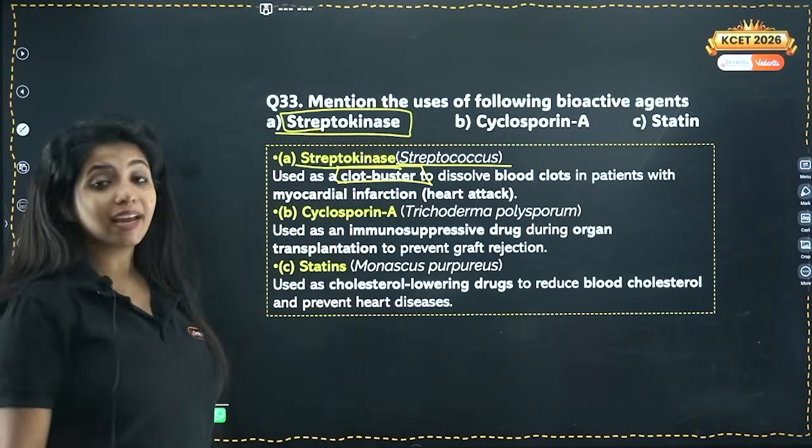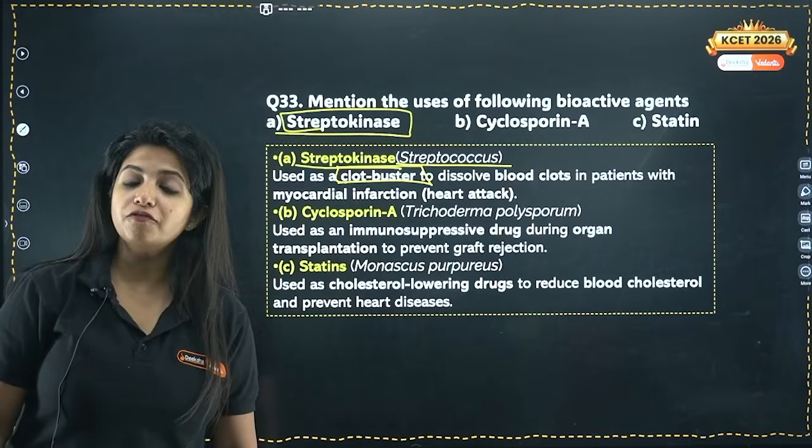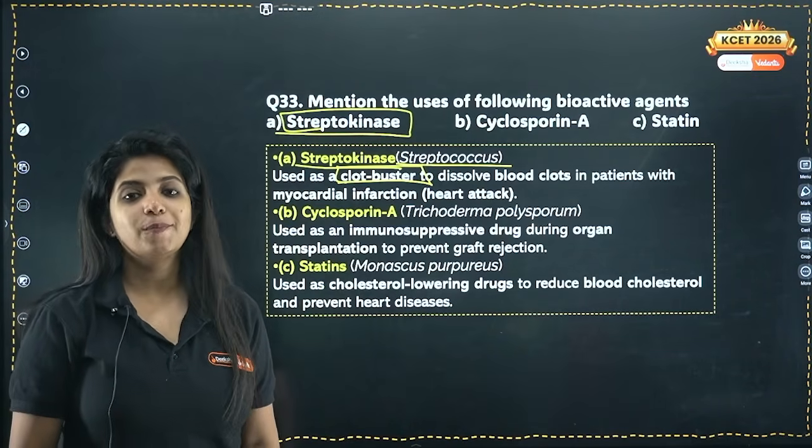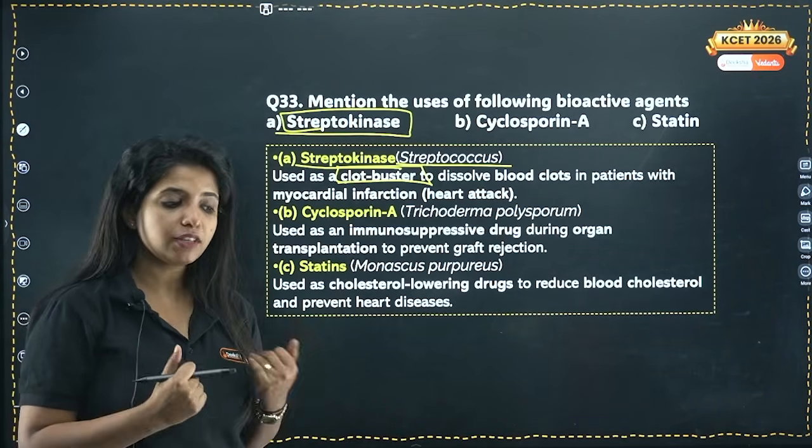Now you have cyclosporin A. You get cyclosporin A from a fungus known as Trichoderma polysporum. Suppose my kidneys are not working fine.